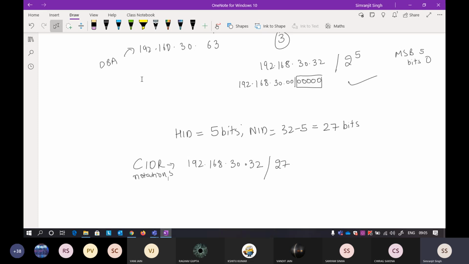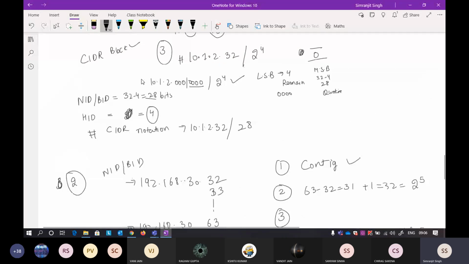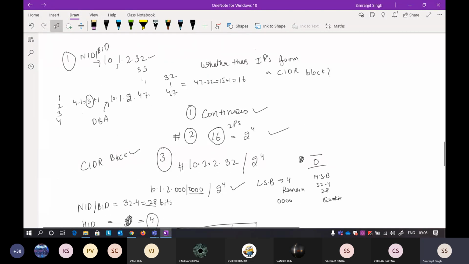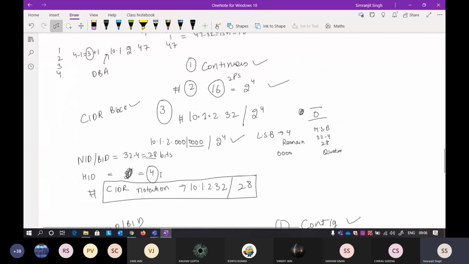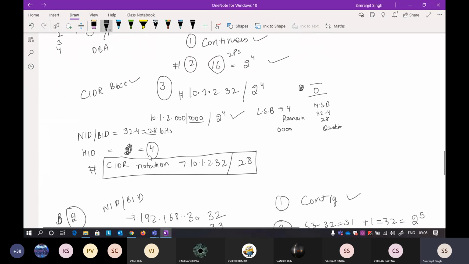Now what is remaining here? The CIDR representation is also done. So this is your CIDR representation. Keep in mind, this is very important. In many questions they just ask you, for this particular CIDR block, what is the CIDR notation or CIDR representation? So this is the CIDR notation, or you can say the CIDR representation of a block.